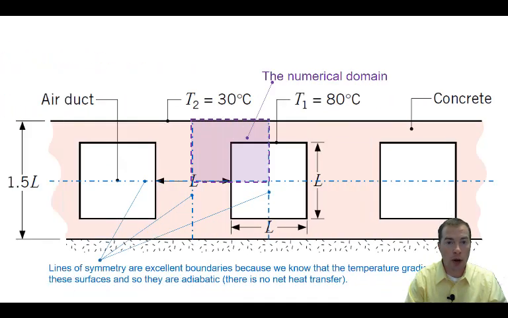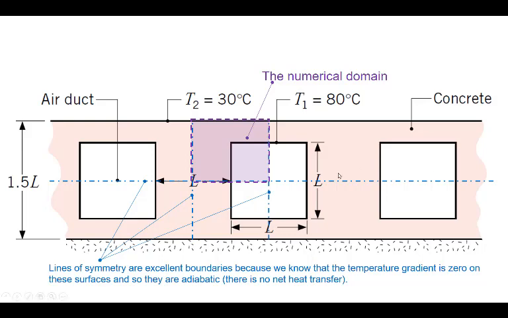When creating a numerical mesh and identifying the numerical domain in which that mesh will reside, it is always good practice to look for lines of symmetry in the original problem. This particular problem features 3 lines of symmetry. Lines of symmetry are excellent boundaries because we know that the temperature gradient is 0 on these surfaces, and so they are adiabatic. There is no net heat transfer across lines of symmetry.